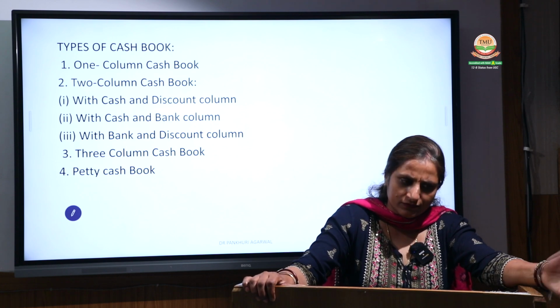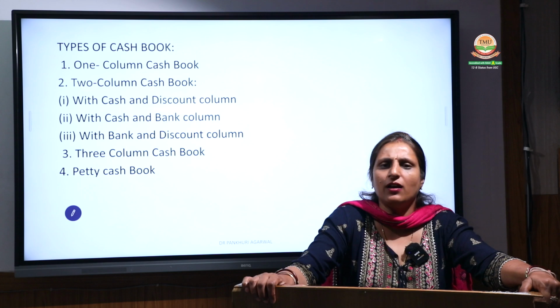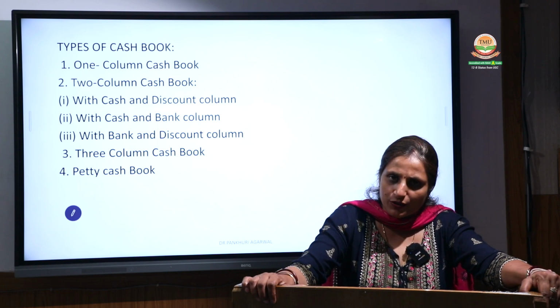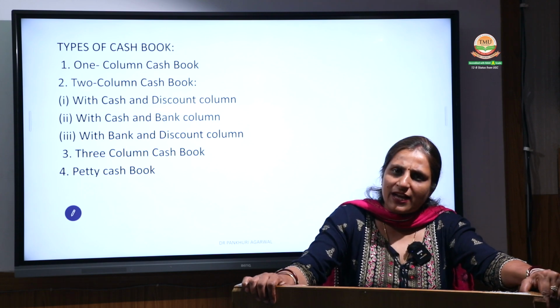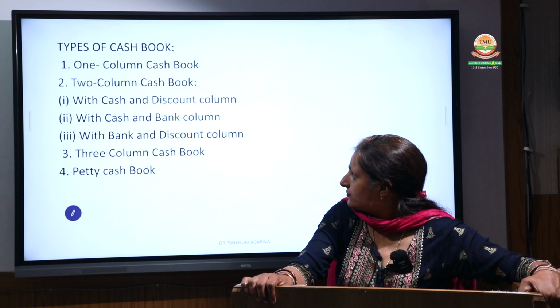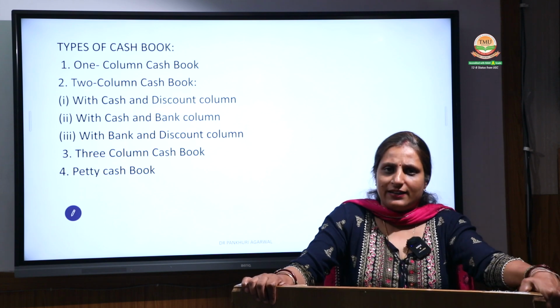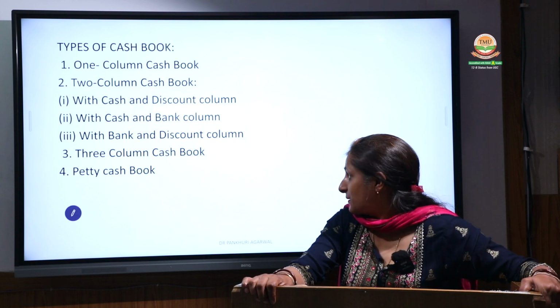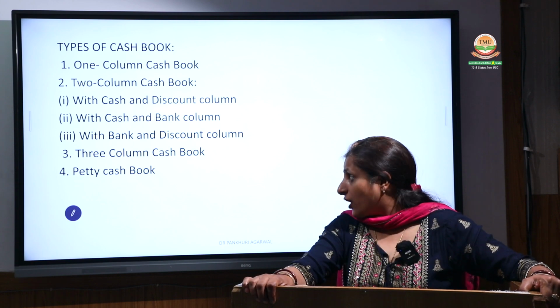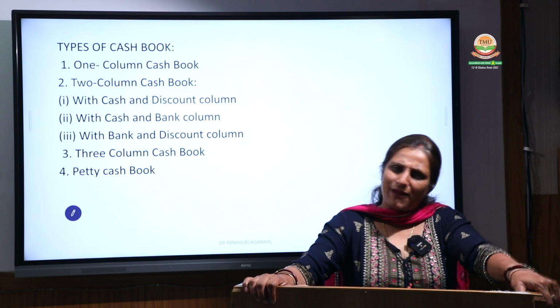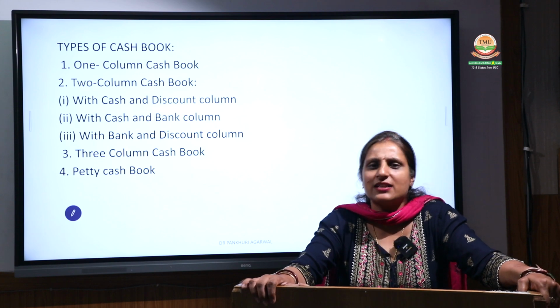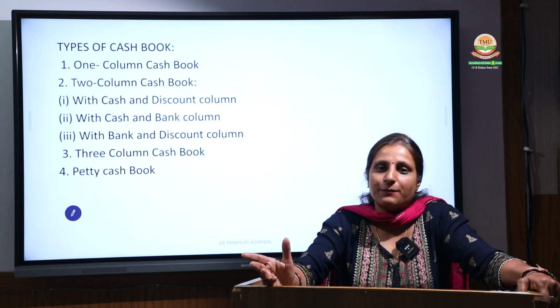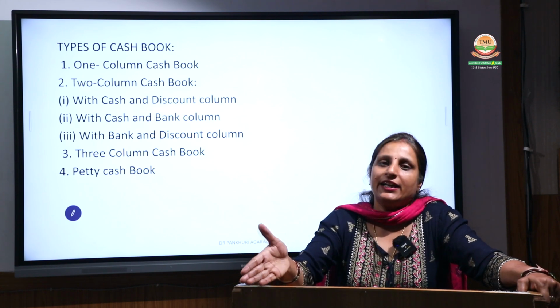Now, continuing further, we discuss the various other types of cash book. Various other types of cash book means a two-column cash book, that is cash with discount column, cash with bank column, or we can have a three-column cash book with bank and discount column, or we can have a petty cash book. So what is the purpose of these different types of cash book, and why does the company prepare so many cash books in its accounts?